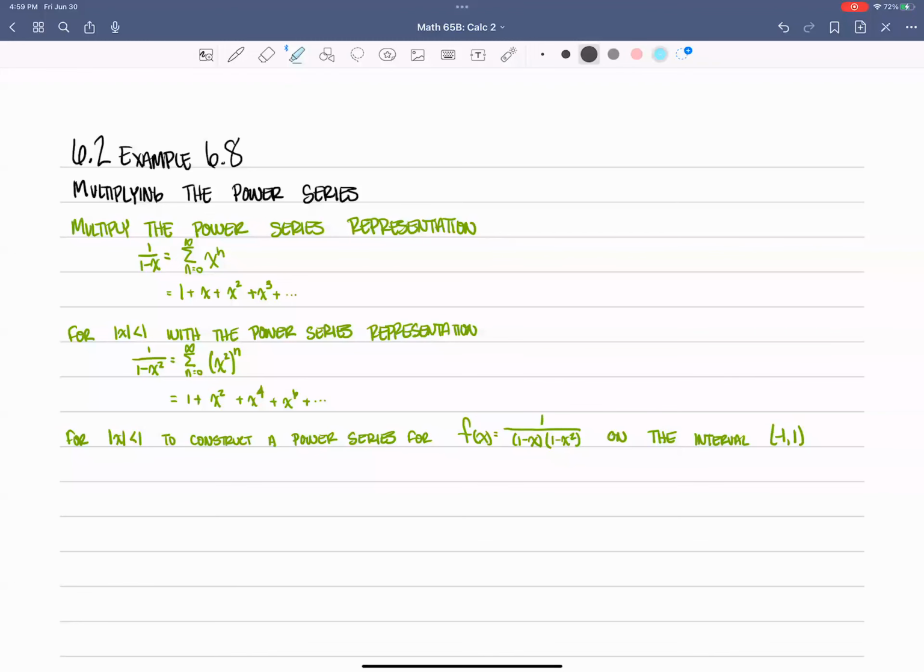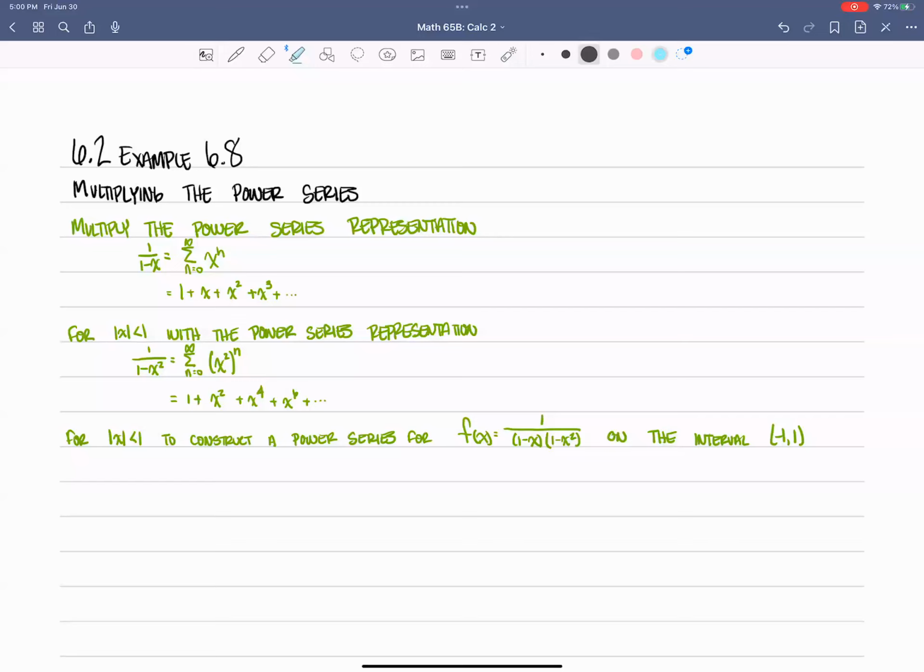Section 6.2, example 8, multiplying the power series. So multiply the power series of 1 over 1 minus x for absolute value of x being less than 1 with the power series representation of 1 over 1 minus x squared for absolute value of x being less than 1 to construct the power series for f of x equals 1 over 1 minus x times 1 minus x squared on the interval from -1 to 1.